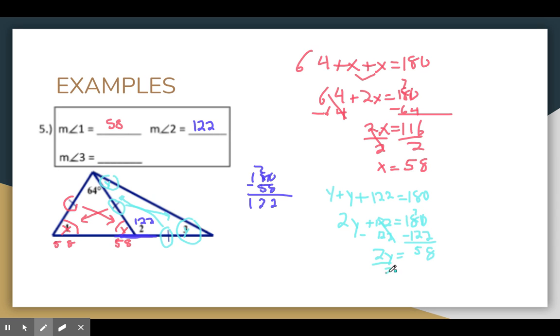2y equals 58. Divide both sides by 2. And we get y is equal to... 2 goes into 5 twice with a remainder 1. That becomes 18. 2 goes into 18 9 times. So that means this one is going to be 29 degrees.